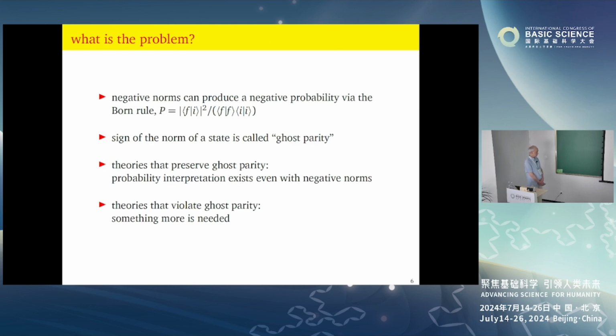Now, we're more interested in the other kind of theories that violate ghost parity. Quantum quadratic gravity would be such a theory. And for these theories, something more is needed. So that's what I'll be talking about.